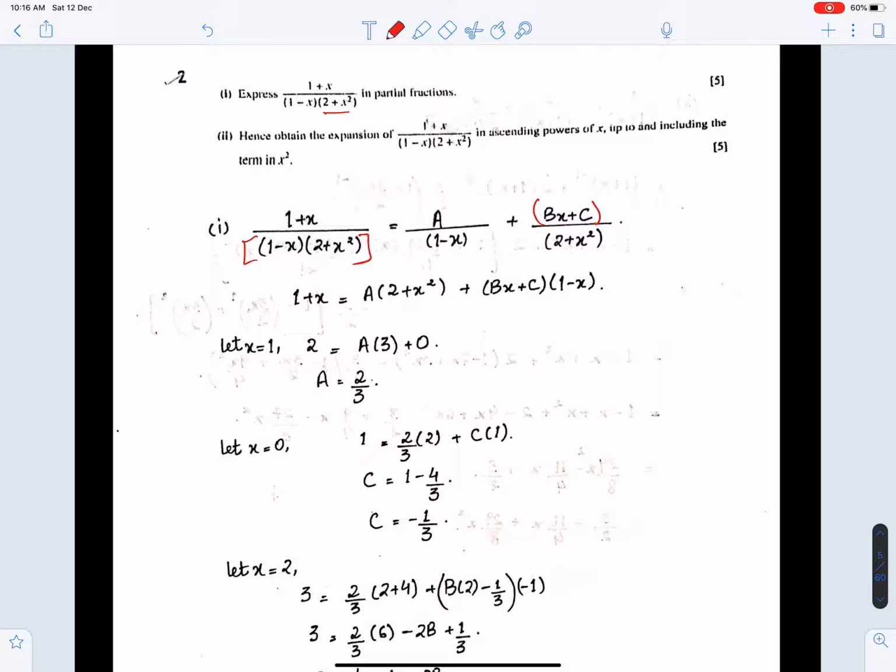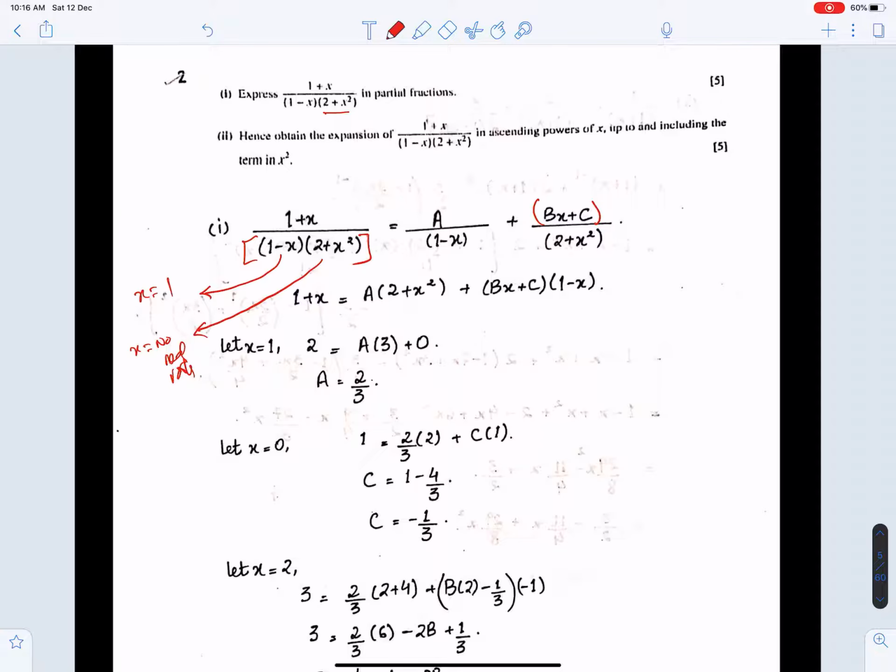Well, the next thing is to get the values of x from these factors. From this factor, the value of x is 1. From this, no value, no real roots. From a quadratic factor, you will always get no real roots. I mean, you will never get a value of x.